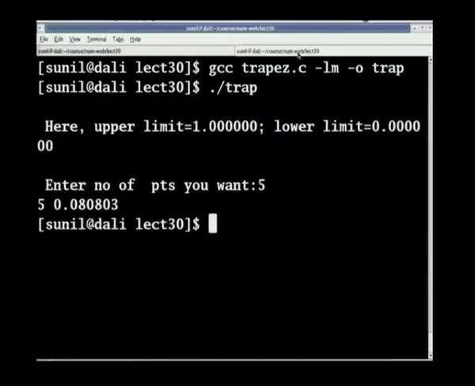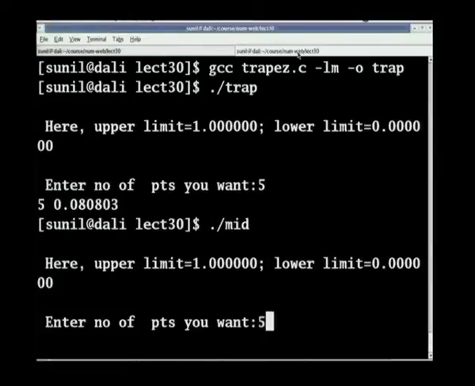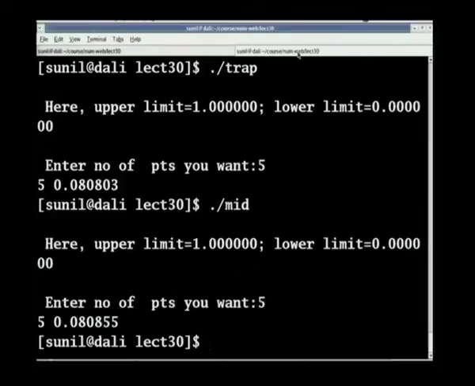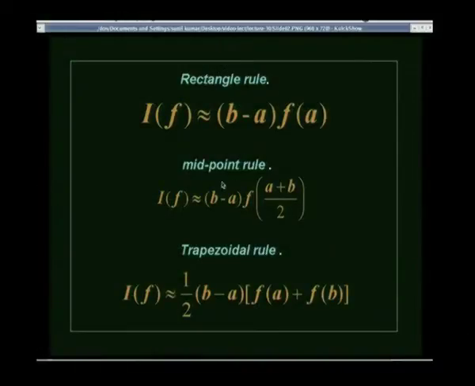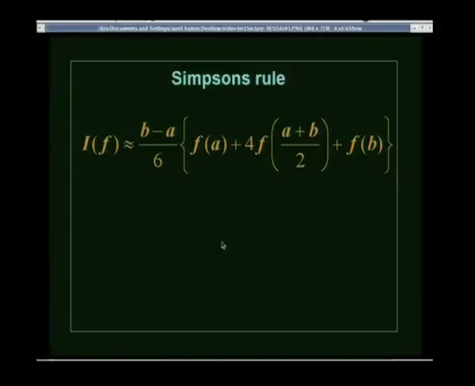So we get 0.80803. Compare that with the midpoint for 5 points, where we got 0.80855. So that's comparable. We see that we are not getting much higher accuracy by going to the trapezoidal rule and using the same 5-point integration. So far we looked at 3 different methods: the rectangle rule, the midpoint rule, and the trapezoidal rule. Now we look at Simpson's rule.